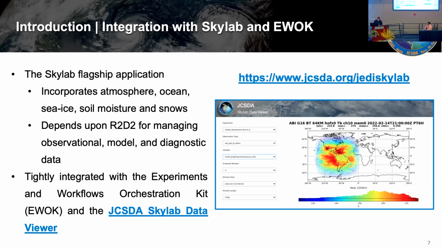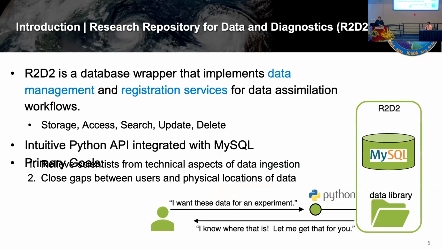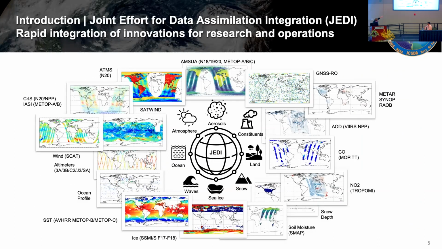And also here you see the advanced baseline imager from the GOES-16 satellite brightness temperature, which is one of the results of Skylab. Another thing that we find very important at the JCSDA is the application of FAIR principles. So if I jump back to this slide, every single one of these satellite sensors, all of these outputs, they come in many different formats.